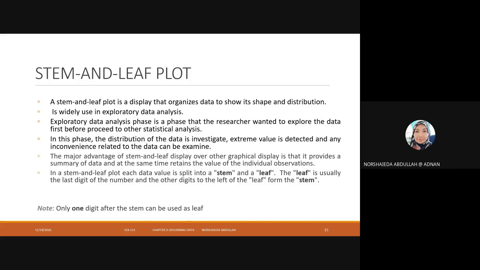Okay, so for numeric data, we divide the number or the digit into 2 parts. The first part will be the stem, and the second part of the data will be the leaf. The leaf is the last digit of the data. The leaf must be only 1 digit, and the front part, the stem, can be 1 or more than 1 digit. But the leaf is only 1 digit.